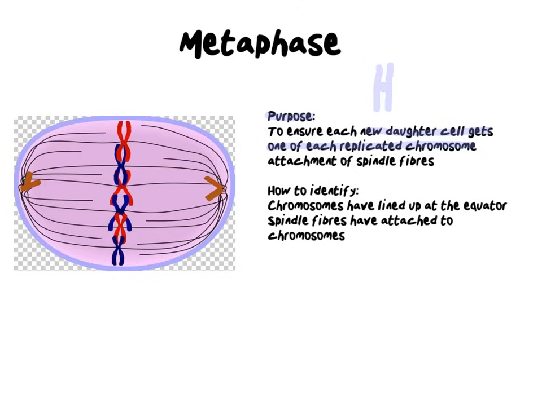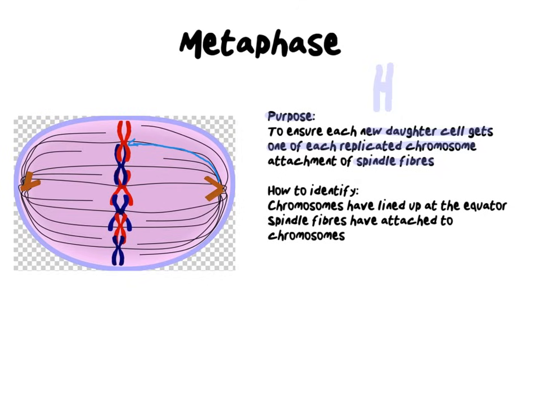And lastly, we need to allow the spindle fibers to attach. And in this diagram alongside, you can see now here that our spindle fibers have grown out of our centrioles and they've now attached to the chromosomes. Now, how do we identify metaphase?